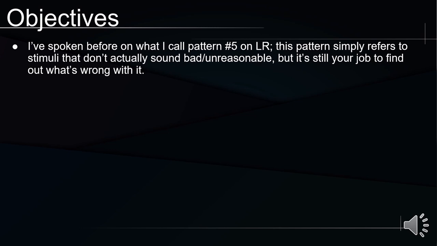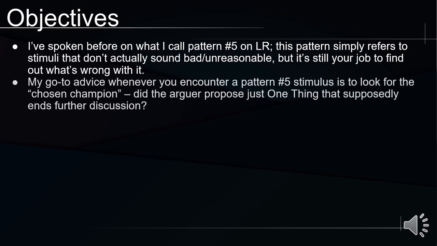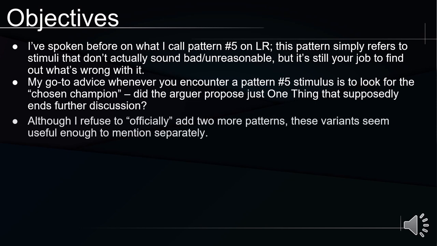And as I was also saying on the title slide, my go-to advice whenever you encounter a pattern number 5 stimulus is to look for what I call the chosen champion. Did the arguer propose just one thing that supposedly ends further discussion? Although I refuse to officially add two more patterns, these variants on the chosen champion syndrome seem useful enough to mention separately. So these two variants slash patterns are, well, I'll just break it into pattern 5A.